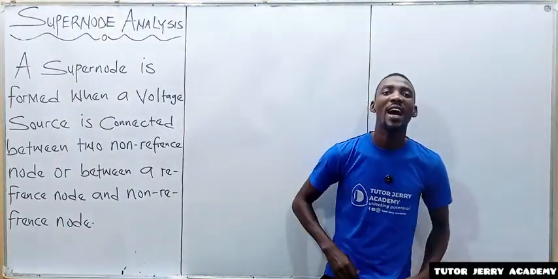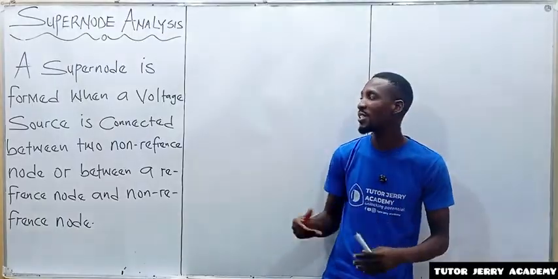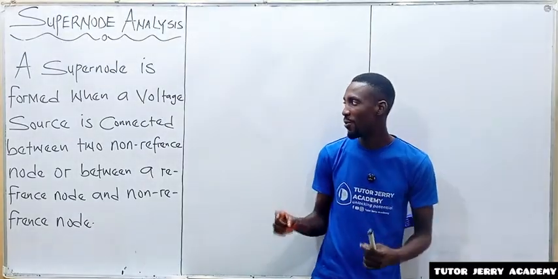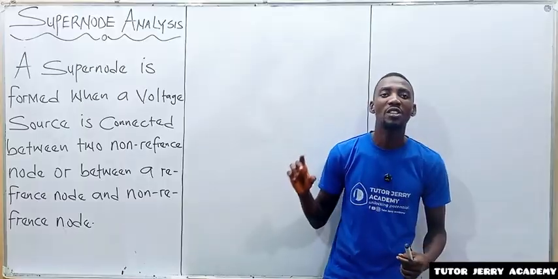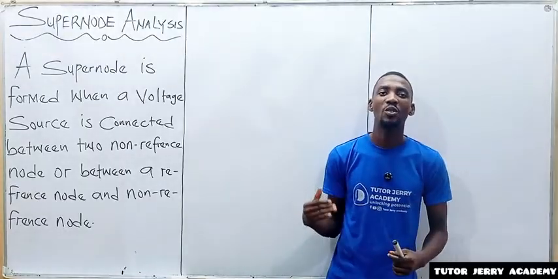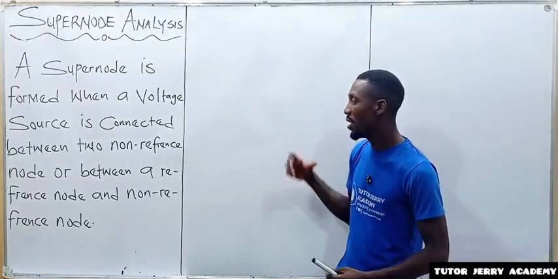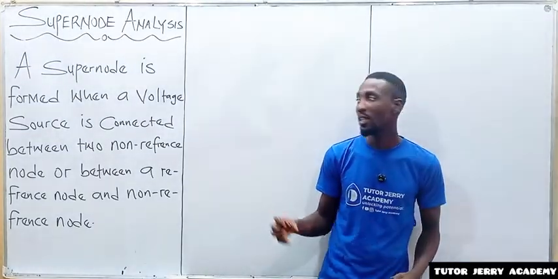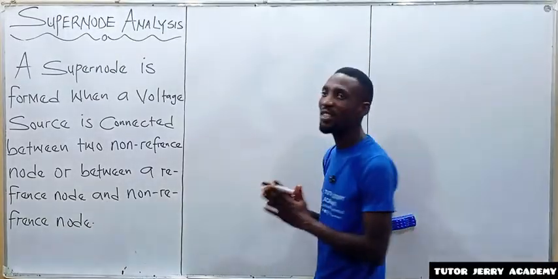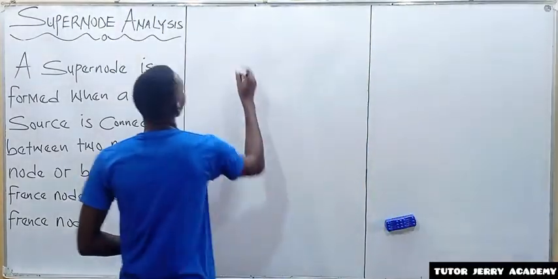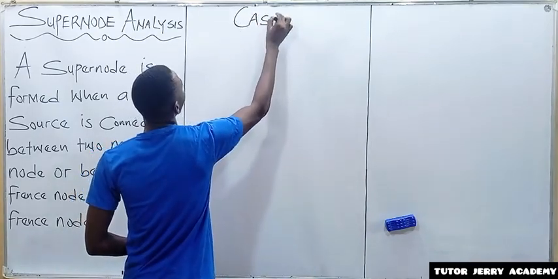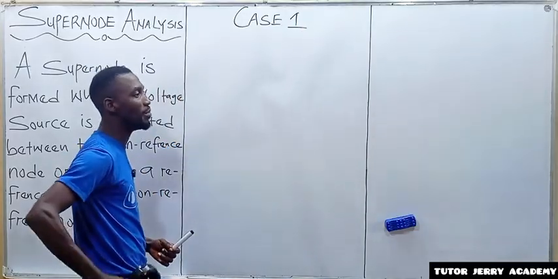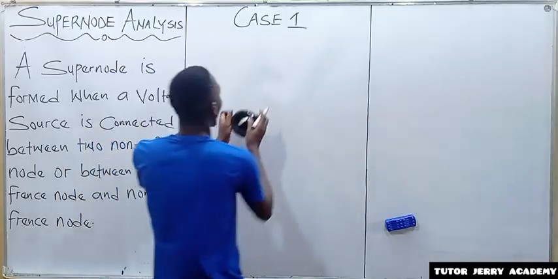In order for us to understand this concept clearly, we are going to be looking at three important cases here. The first case is when our voltage source is between a reference node and a reference node. Take note that a reference node is also known as ground. Now we are going to explain this concept diagrammatically. So let's consider case one.